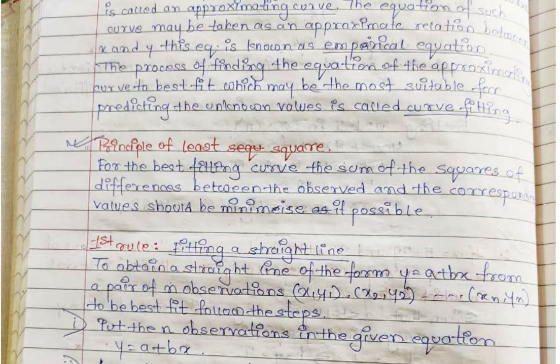But actually we are approximating the data. We are not getting the actual values of the data from those curves. So some errors occur during this process. The principle of least squares says how to minimize the errors. By taking the difference, the sum of the squares of the differences between the observed and corresponding values should be minimized as far as possible. That is the method known as the principle of least squares.